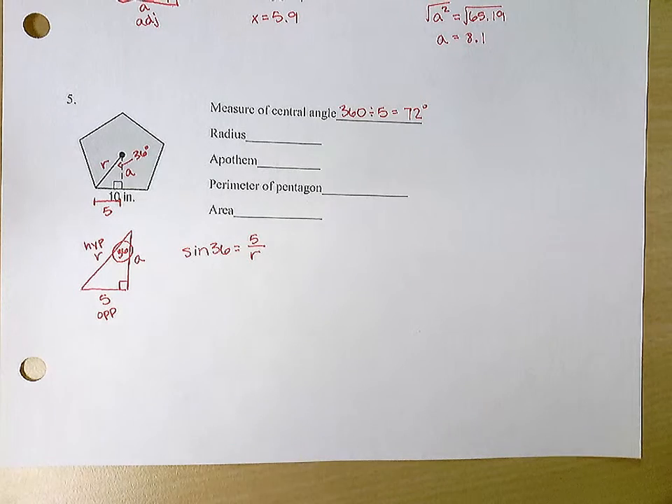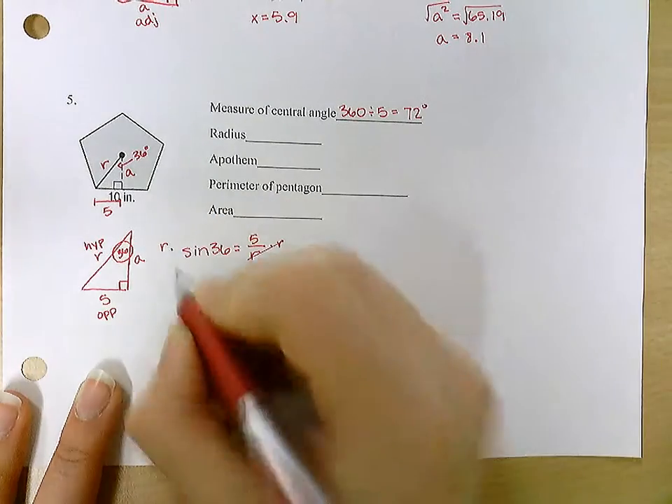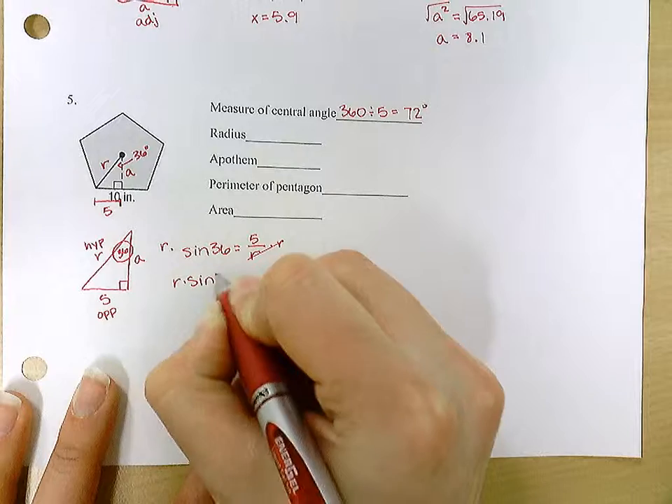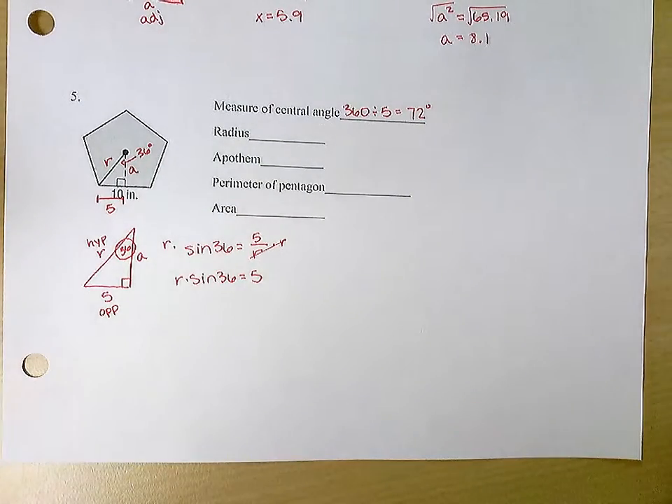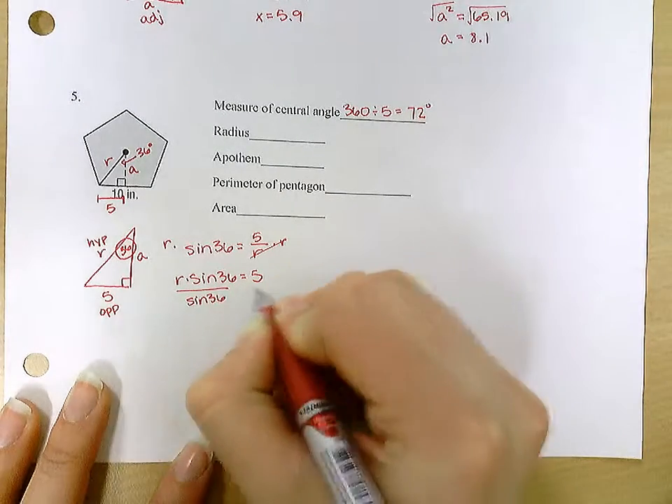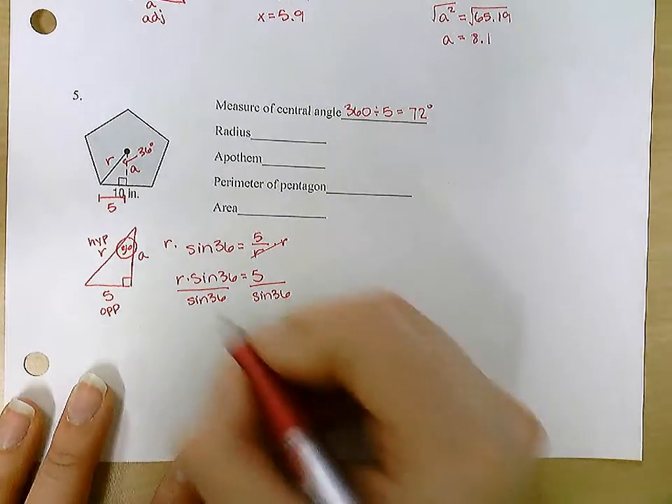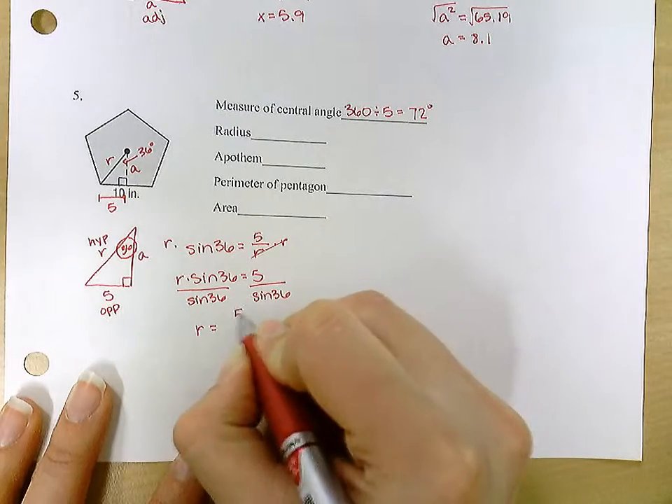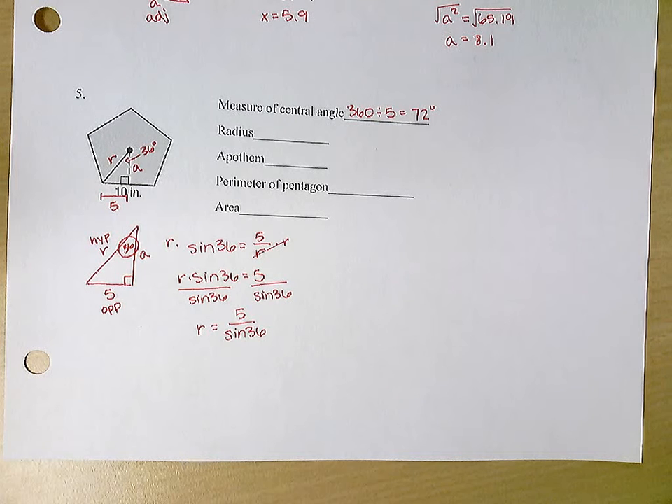Okay, what do I do next to solve for this? Multiply by r. Okay, it cancels here. So we have r times the sine of 36 is equal to 5. What should I do next when I'm solving for r? Divide by sine of 36. Okay, so our r value will be equal to 5 divided by the sine of 36, and you can plug that into your calculator.